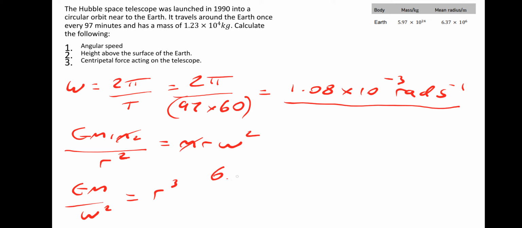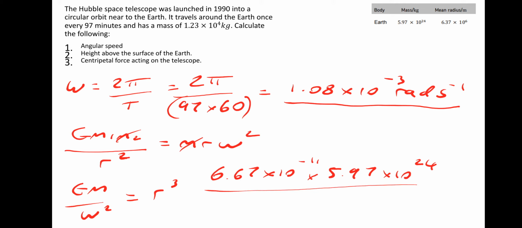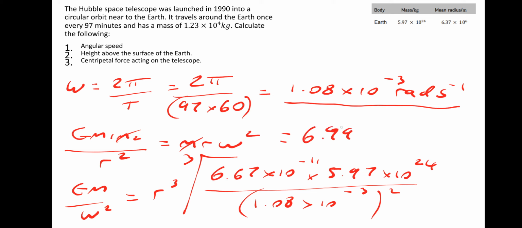So let's put some numbers in. G is 6.67 times 10 to the minus 11 multiplied by the mass of the Earth, which is 5.97 times 10 to the 24, divided by omega squared. So that's 1.08 times 10 to the minus 3 squared. And then obviously to get r, because that would be r cubed, we need to do the cube root. So that will give us an orbital radius of 6.99 times 10 to the power of 6 meters.